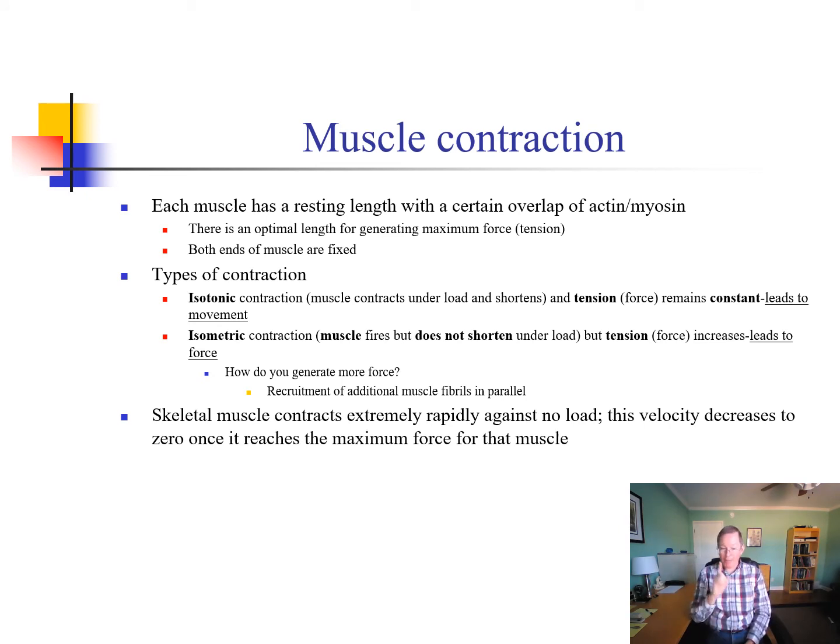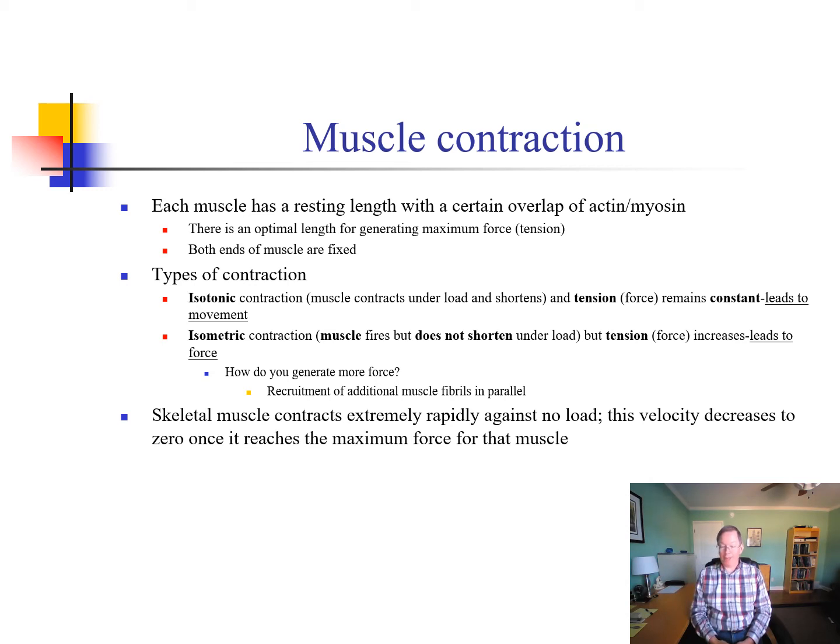All right, type number one is called isotonic, constant tone. Isotonic contraction is where the muscle contracts under that load and shortens. The tension or the constant force is what's constant. That's what leads to movement. That's what we're doing when we're moving our muscles, is isotonic contraction.